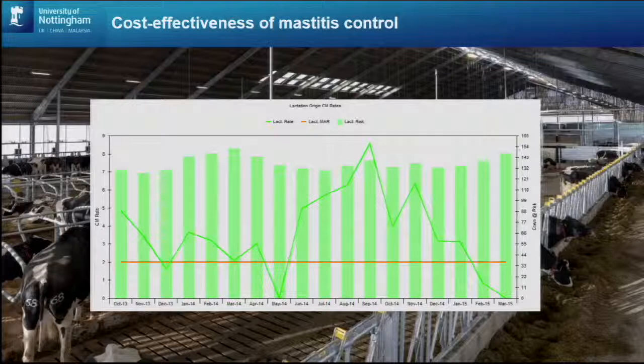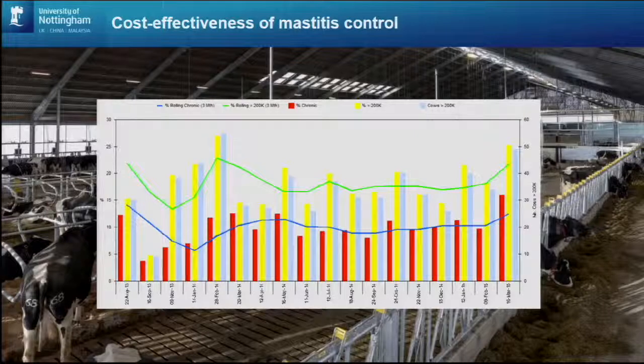Have a look at lactation new infection rate here. So here we've got, again, same sort of graph, months across the bottom. We've got the number of cows at risk in the green bars, the actual incidence rate, which is the green line. Apologies for the horrible colours, by the way. And then the target here, which is 2 in 12. So this is clinical cases that happen after the first 30 days of lactation. And as you can see, by comparison, quite a much bigger problem with cases of lactation origin rather than dry period origin.